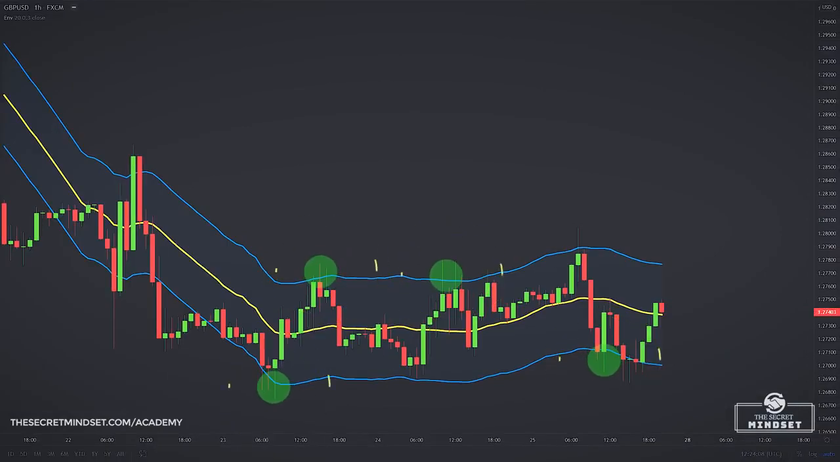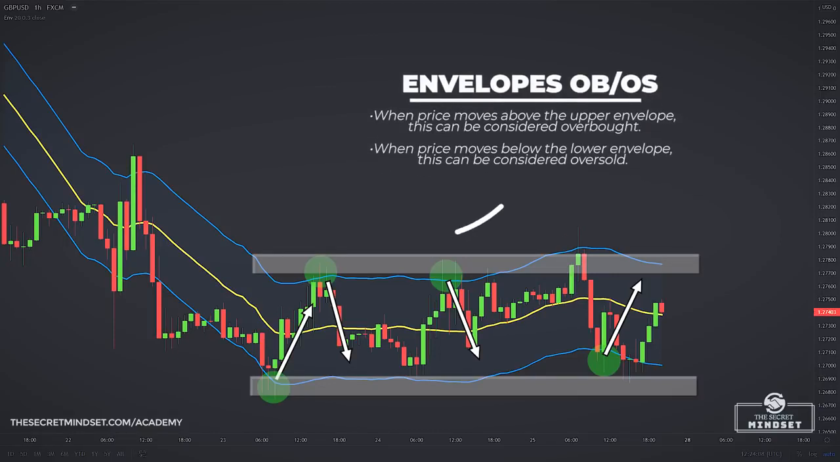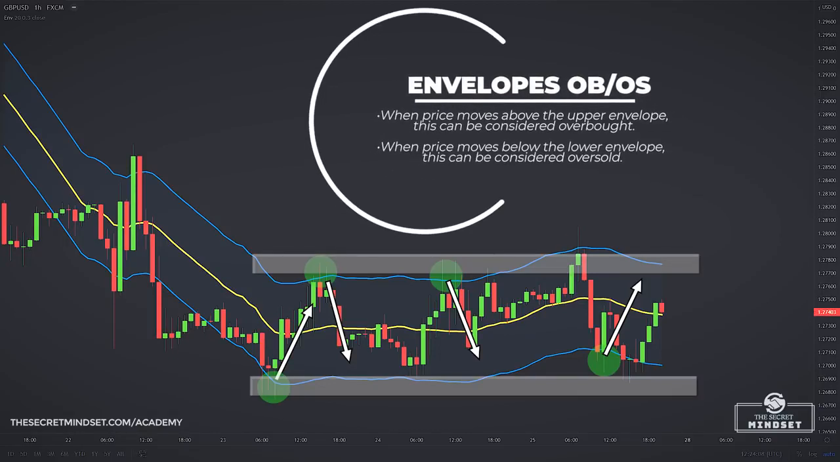In this example, notice there are times when the price initially moves above and below the envelope, but turns back around. This usually happens when the moving average slope is flat. When this happens, moving average envelopes can be used to identify overbought and oversold levels. When price moves above the upper envelope, this can be considered overbought. When price moves below the lower envelope, this can be considered oversold.